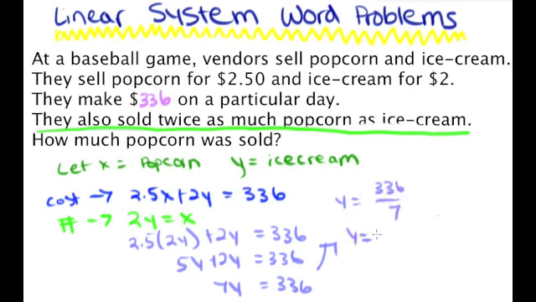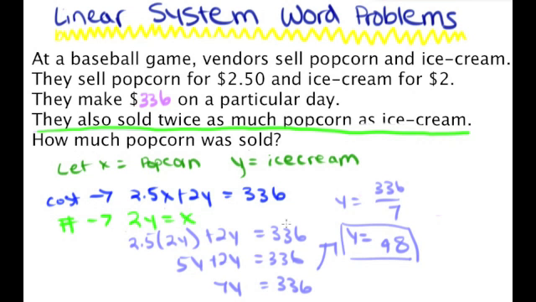Y is equal to... 7 times 4 is 28. 28 plus 5, carry the 5. 56 divided by 7 is 8. So 48. Y is equal to 48. But y is ice cream. We want to know how much popcorn was sold.